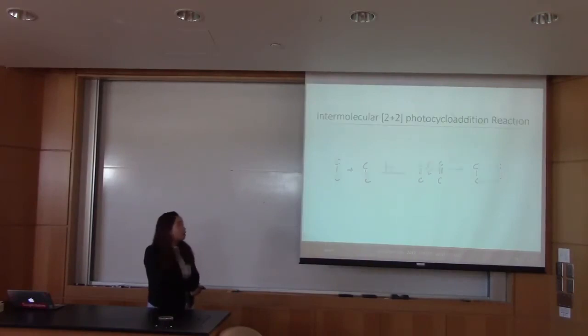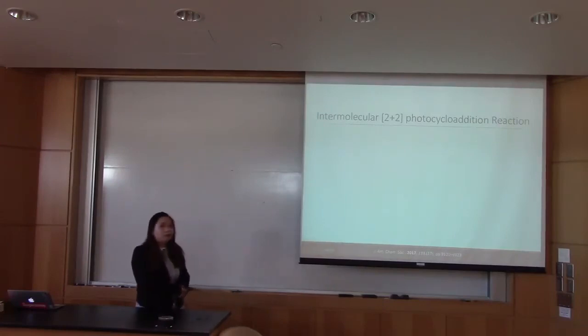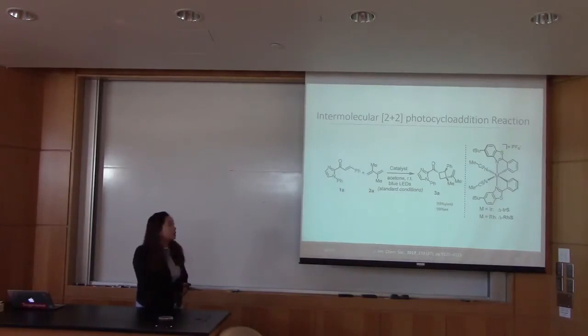And using visible light, we can do the intermolecular 2+2 photocycloaddition reaction. Intermolecular means the reaction between two different molecules. Here we can find one double bond here and another double bond in this alkene, and then they can do the 2+2 cycloaddition reaction to form the 4-membered ring here.